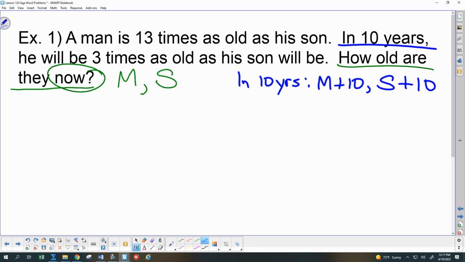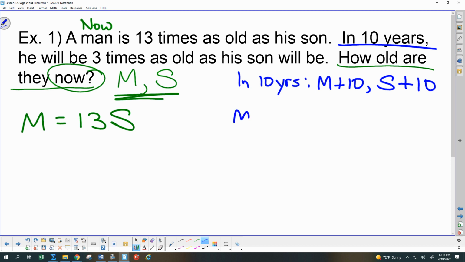Then using those that we've just thought about, let's set up our equation. So right now, the man is 13 times as old as his son. So I need to use the M and the S because that's how old they are now. Right now, the man is 13 times the son's age. In 10 years, for this part, I have to use the M plus 10 and the S plus 10. The man, so the M plus 10, will be 3 times how old the son will be.